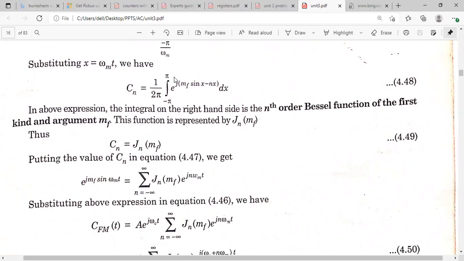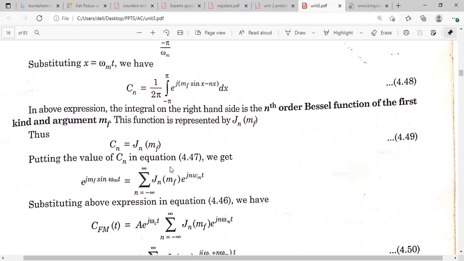And this coefficient term is an nth order Bessel function, having an argument of mf. Mf is nothing but the modulation index of the frequency modulated wave, and the total term you can represent as Jn of mf. This is an nth order Bessel function of the argument mf, the modulation index. All right.